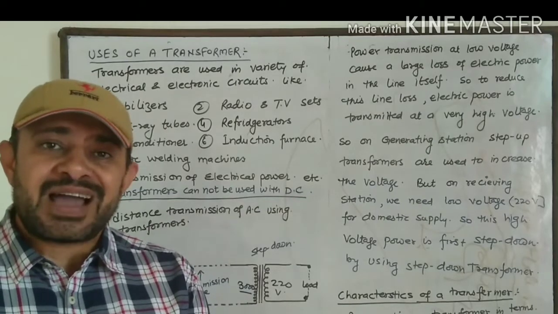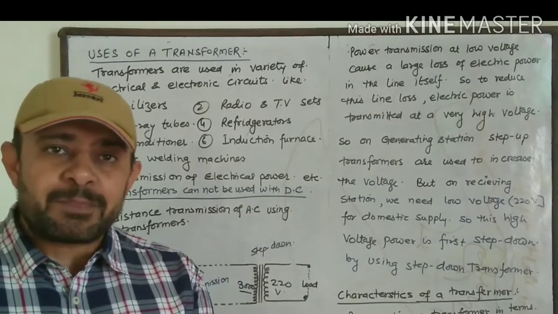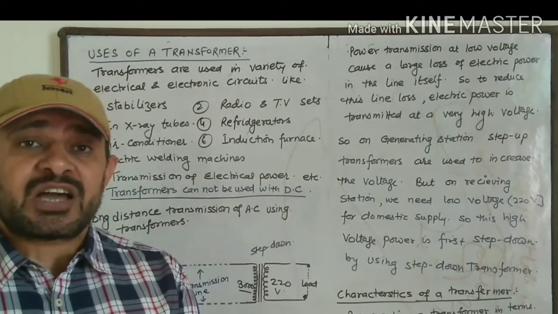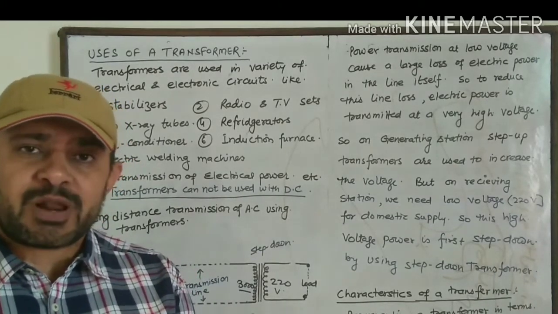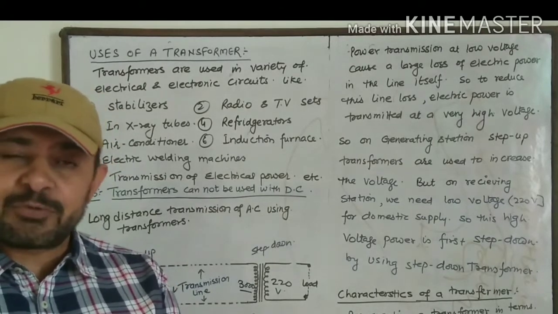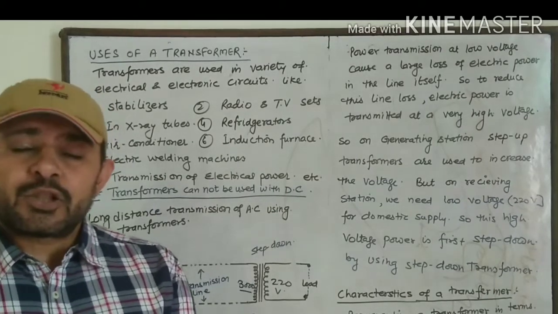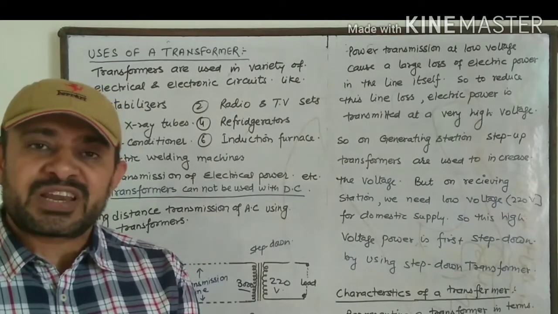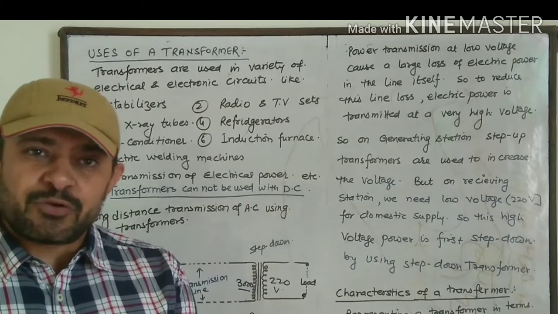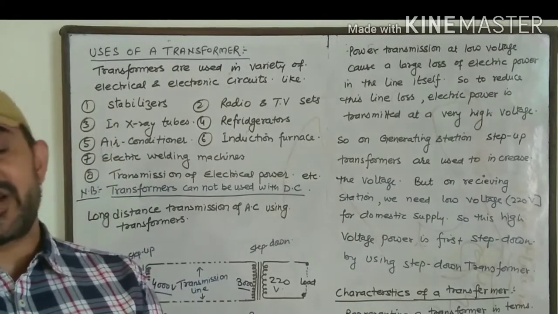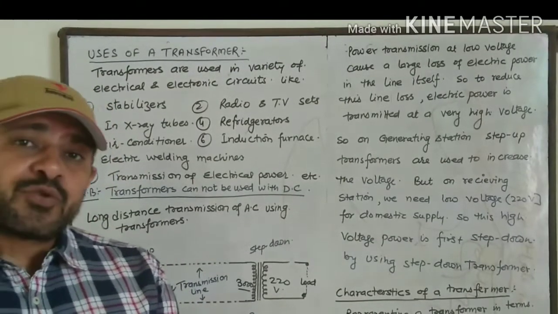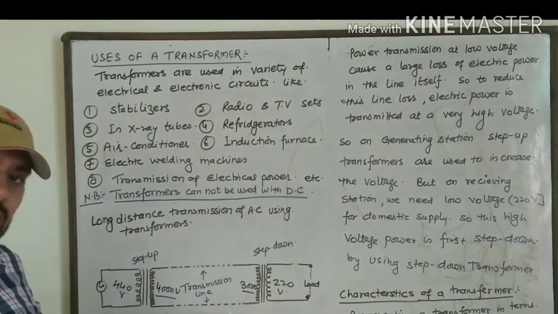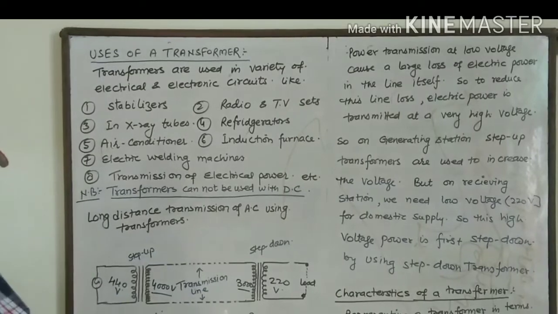is transmitted at the high voltage to reduce the line power loss, and this long distance transmission is achieved by using step up transformer on the generating side, or you can say the distributing side, and the low voltage is utilized by step down transformer on the receiving side. So receiving side uses step down transformer and the generating side or transmitting side uses the step up transformer. So this is all about the transmission of electrical power using transformers.